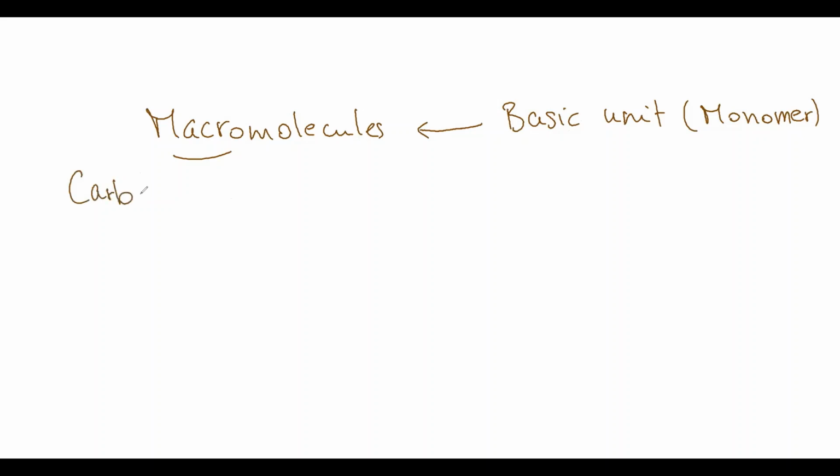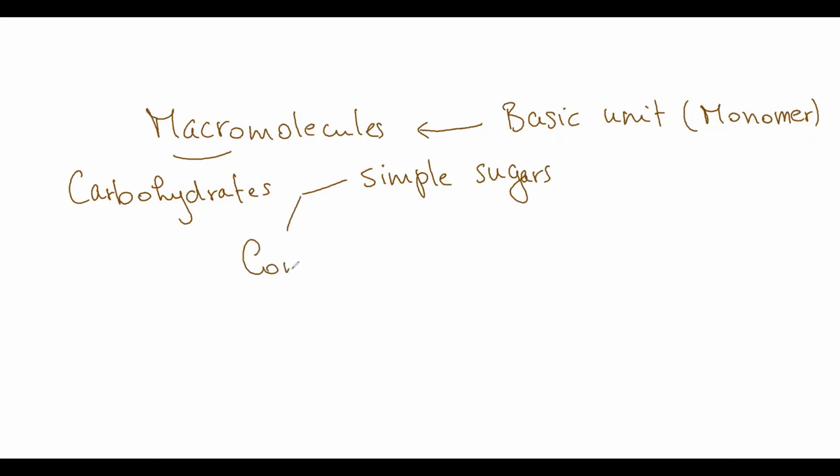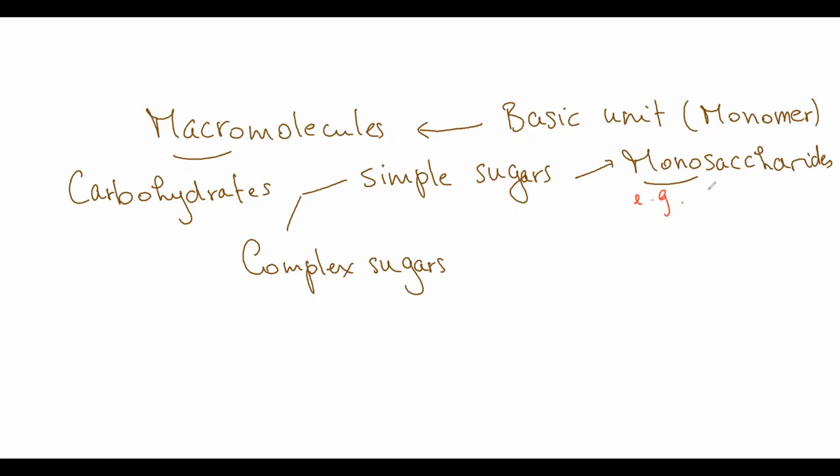So let me take at the beginning carbohydrates. These are, of course, macromolecules, and they are formed of basic units. But before I start the basic units, we have to know that carbohydrates are either simple sugars or complex sugars. In simple sugars, we have two types. We have monosaccharides, and these are sugars that are formed of one molecule only. Mono means one. Like what? For example, like glucose molecule. This is a monosaccharide. We have also fructose. This is another monosaccharide.